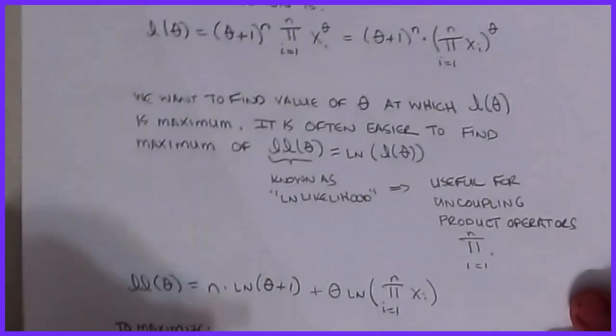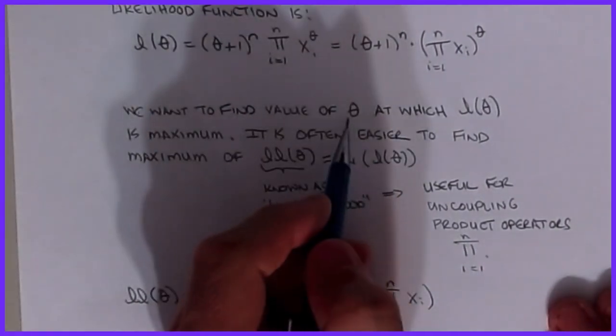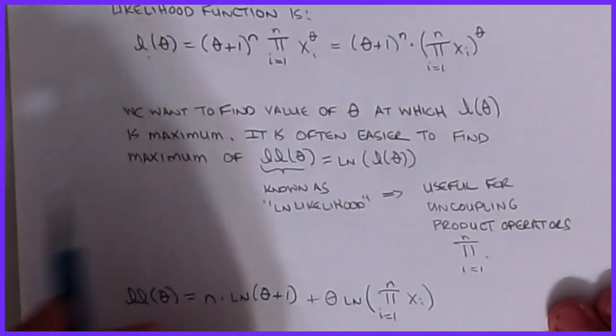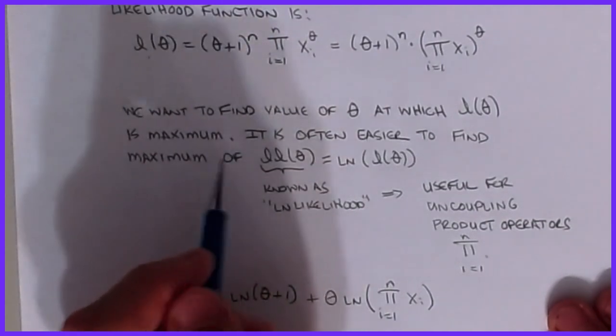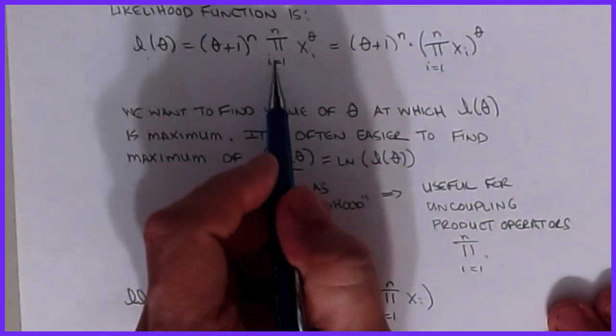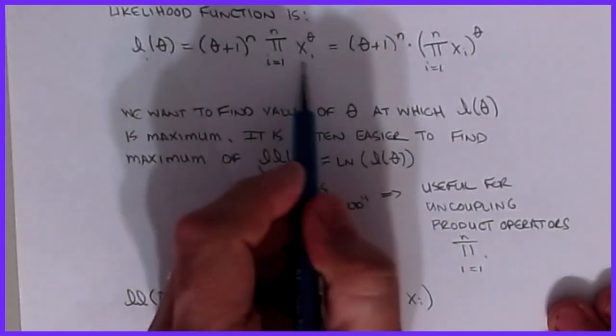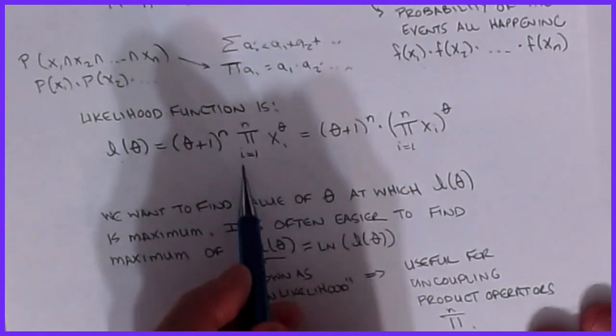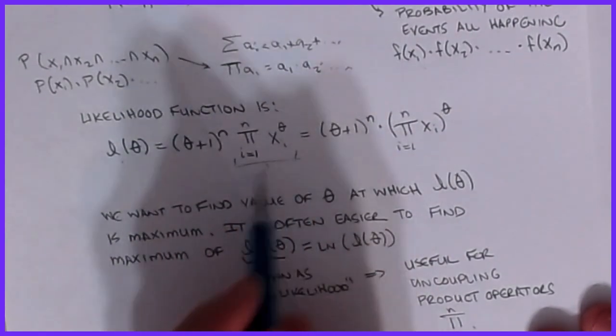So what we want to do is find the value of theta at which the likelihood function is maximum. It's often easier to find the maximum of these product operators another way, because the problem you have is finding a maximum of a function when a lot of stuff is being multiplied together. I can always undo this if I take the natural log.